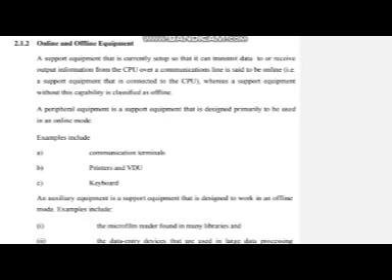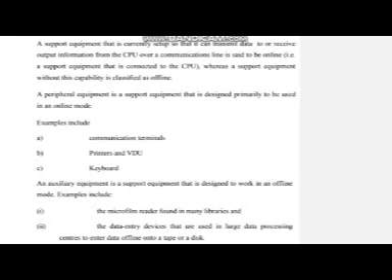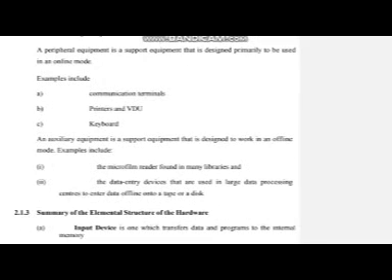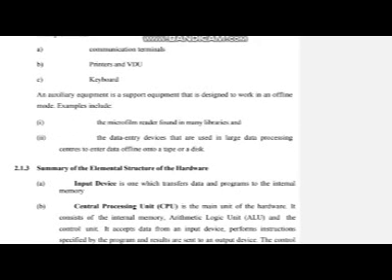An auxiliary equipment is a support equipment that is designed to work in an offline mode. Examples: one is a microfilm reader found in many libraries. Two, the data entry devices that are used in large data processing centers to enter data offline onto a tape or a disk.